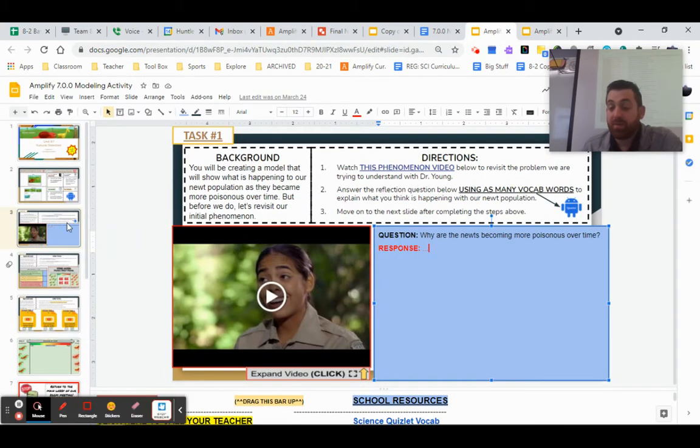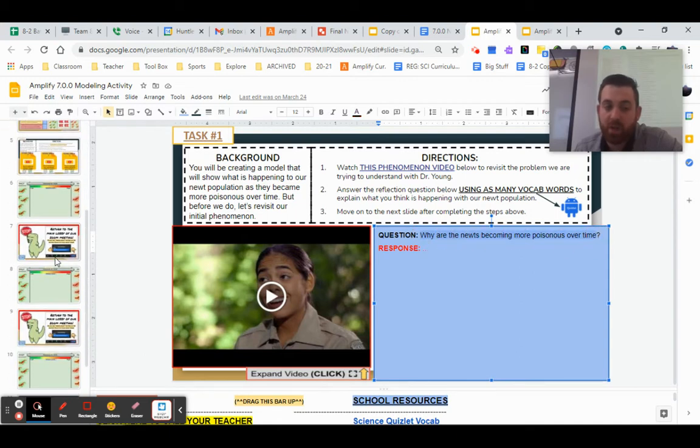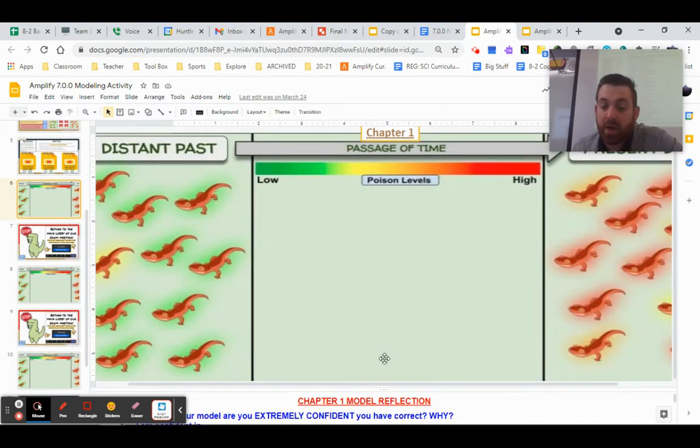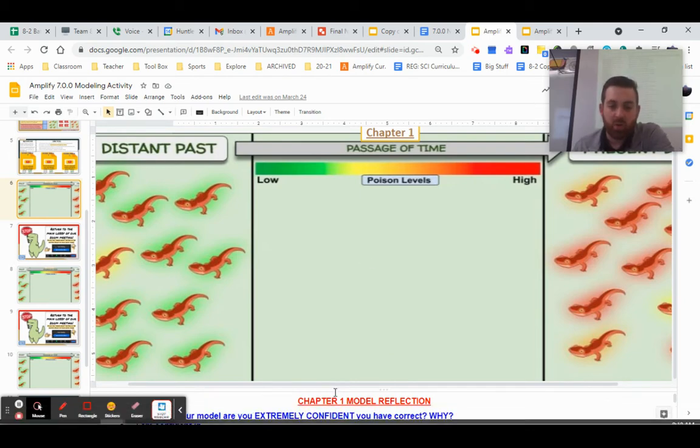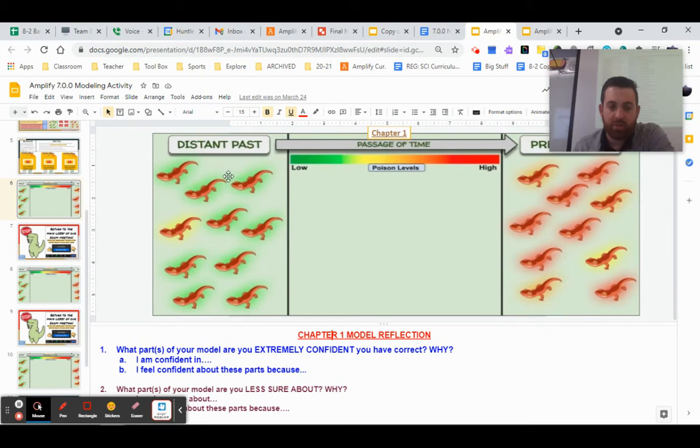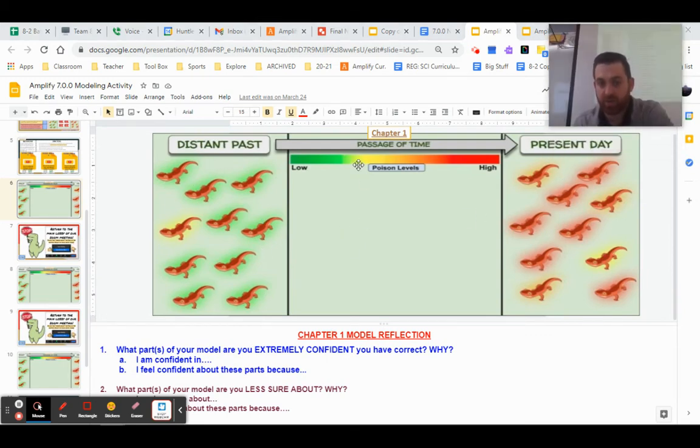Up to now, you have done a few things. Number one, you have answered your Task 1 reflection question, which is where you explain why the newts are becoming more poisonous over time. You created a Chapter 1 model with all the information that you had at the time, and your goal was to explain how we went from this distant population to our present day population. And you were adding icons and images and arrows and things in here to kind of bridge the gap between how did we go from here to here? How did they go from this low poison to this high poison?